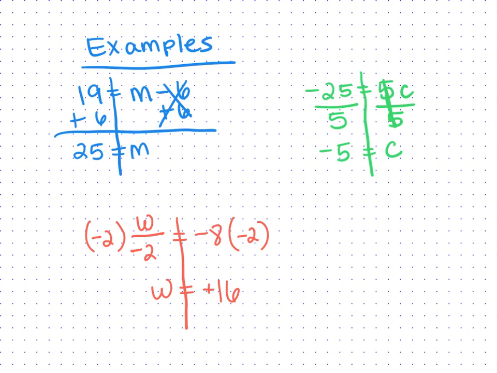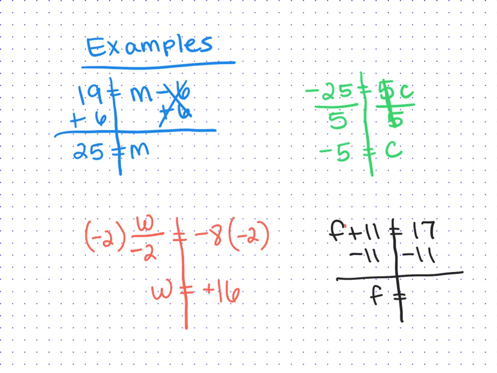Okay, let's do one more example. I have f plus 11 is equal to 17. I'm going to split my equal sign, focus on my variable. I see that I'm adding 11. The opposite of adding 11 is subtracting 11. And what I do to one side, I'm going to do to the other. That gives me my f is equal to positive 6, because 17 minus 11 is positive 6.